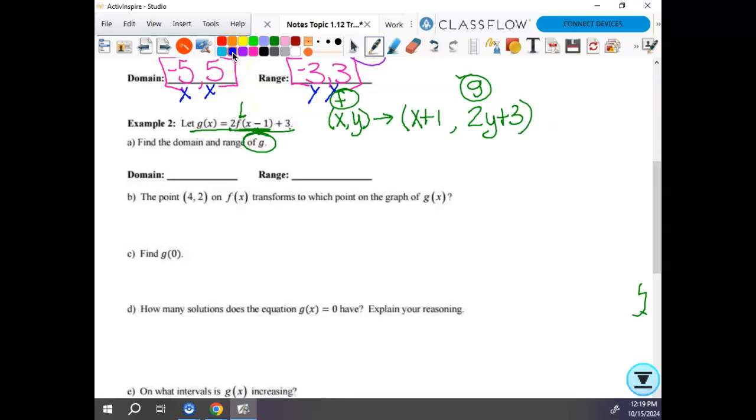So when I go to find the domain of g, this is going to be 2 x values again. Well, for every x value, all I have to do is add 1. So negative 5 plus 1, negative 4. 5 plus 1, 6. That's my domain. For the range, each one of them I have to multiply by 2, then add 3. So negative 3 times 2 is negative 6, plus 3 is negative 3. And then 2 times 3 is 6, plus 3 is 9.